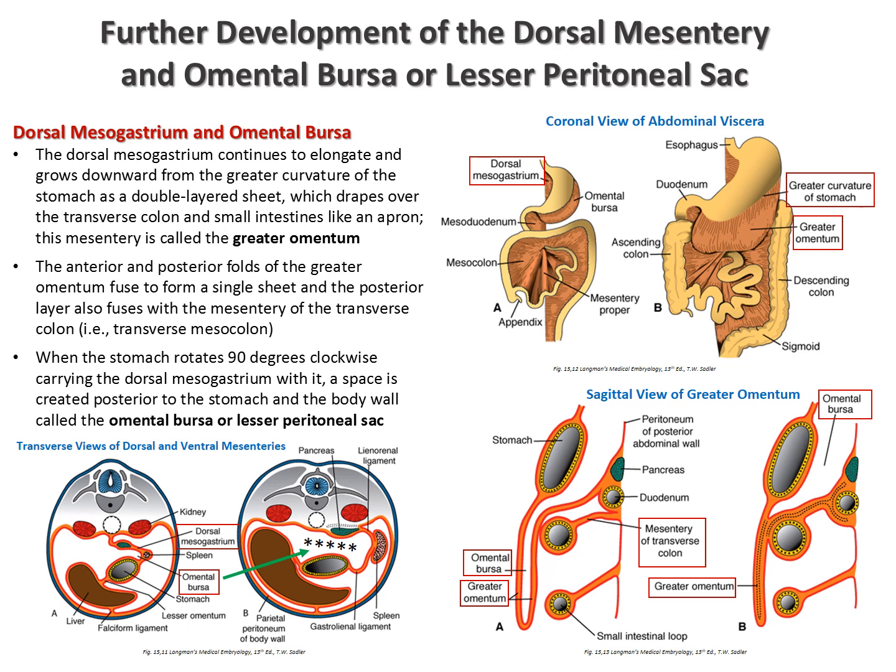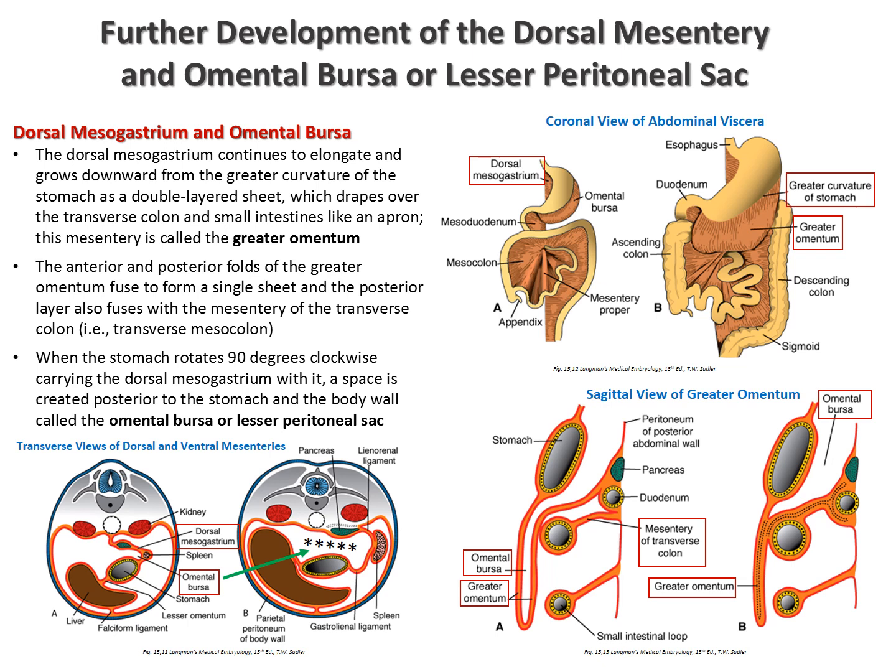With final rotation of the stomach, the dorsal mesogastrium continues to grow downward from the greater curvature of the stomach as a double-layered sheet which drapes over the transverse colon and small intestines like an apron. This apron of mesentery is called the greater omentum and is nicely shown in the top illustration and in the sagittal view in the lower right illustration. Later, the anterior and posterior folds of the greater omentum fuse to form a single sheet, and the posterior layer of it fuses with the mesentery of the transverse colon, also known as the transverse mesocolon. Again, you will readily see this relationship in the dissection lab.